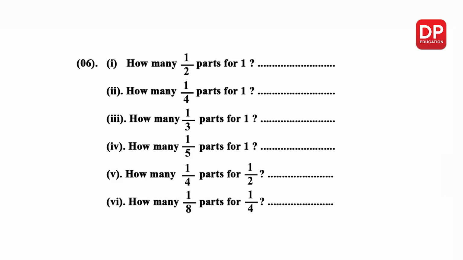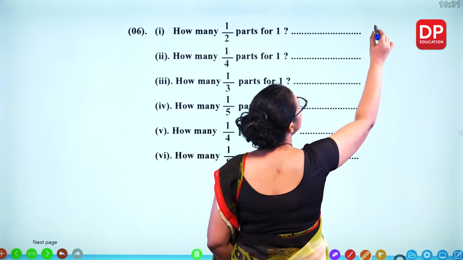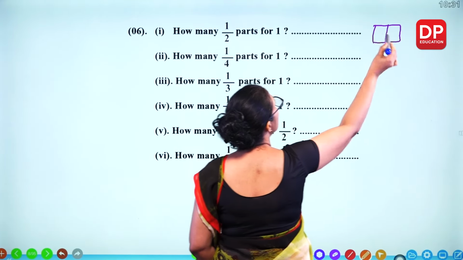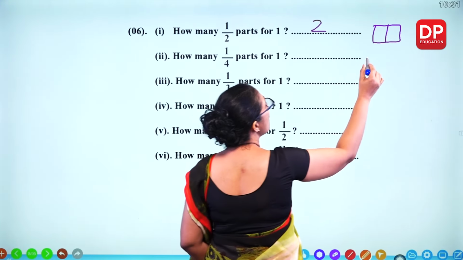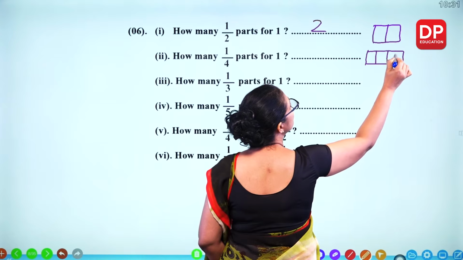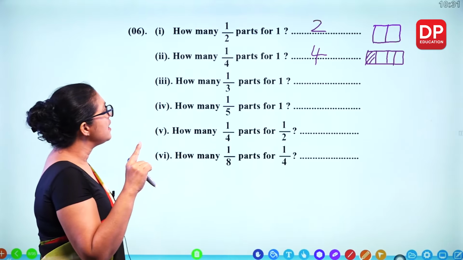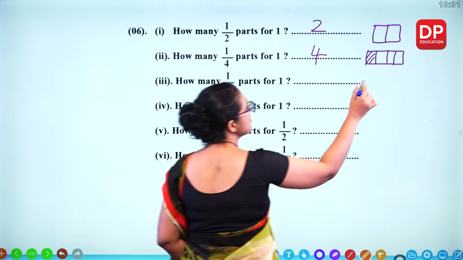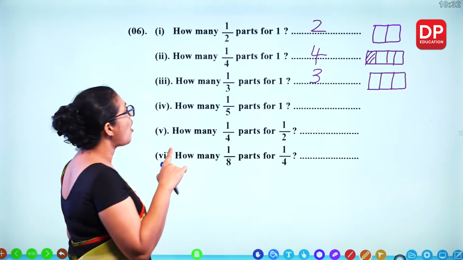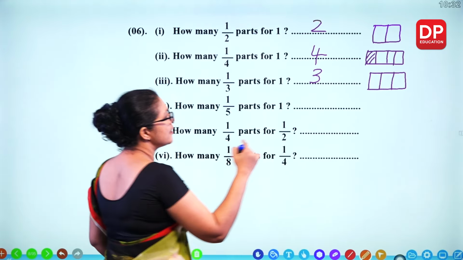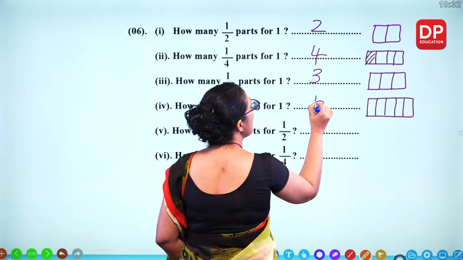How many half parts for 1? So 1/2. When you take 1 part, how many half parts are there? You get 2. How many quarter, 1/4 parts for 1? When you divide into 4, you get 4 parts. How many 1/3 parts for 1? That means divide into 3 parts. You get 3. How many 1/5 parts for 1? Divide this into 5 parts. 1, 2, 3, 4, 5. So 5 parts are there.